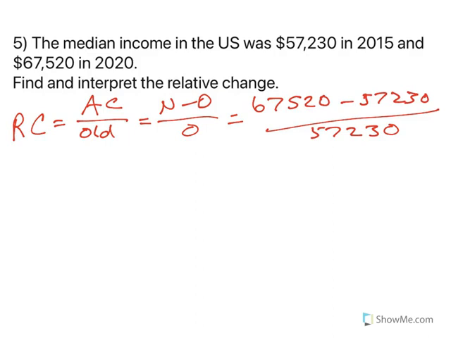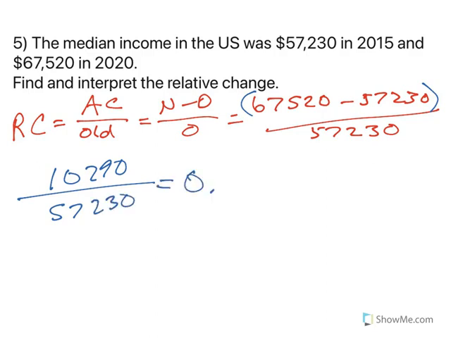If you write it out like this, great, high five, love this for you. Make sure you calculate the numerator first. So we have an absolute change of 10,290, then we divide by the denominator 57,230, which gives us a 0.1798. It's roughly 18%.